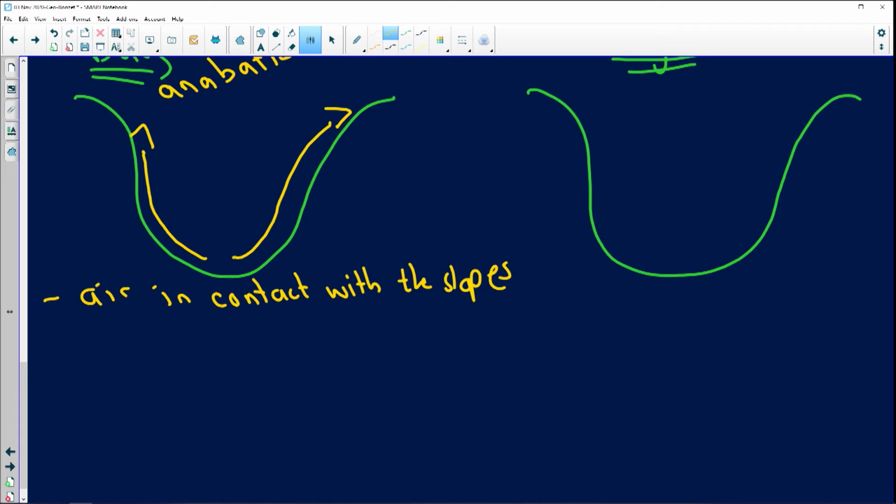Okay, and we can also mention the air rises parallel with the slopes.